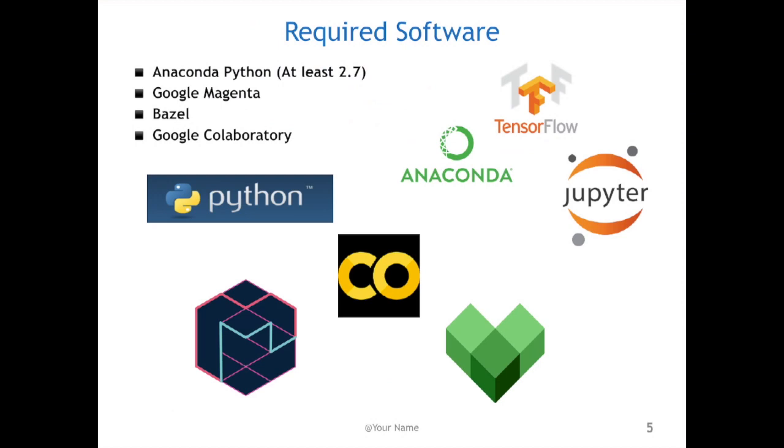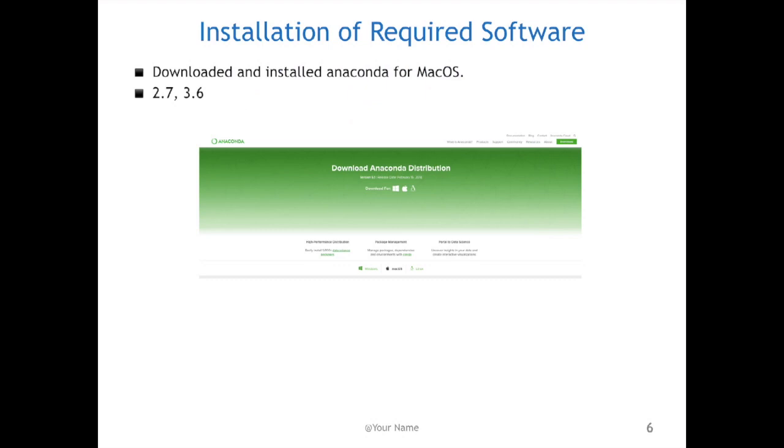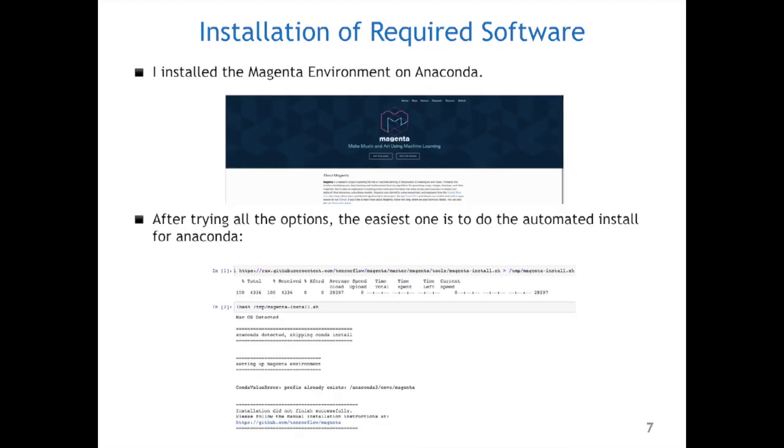The required software. The required software is Anaconda Python, at least 2.7, with Jupyter Notebook and TensorFlow, Google Magenta, Bazel, and Google Colaboratory. I installed Anaconda for Mac OS with Python 2.7 and 3.6. I installed the Magenta environment in Anaconda. After trying all the options, the easiest one was to do the automatic install for Anaconda.